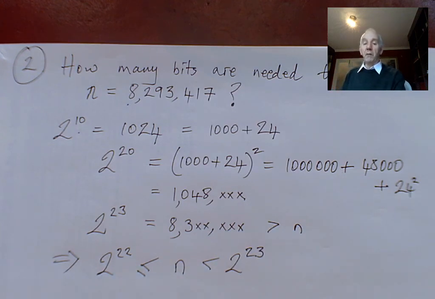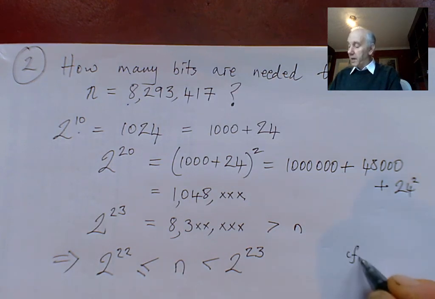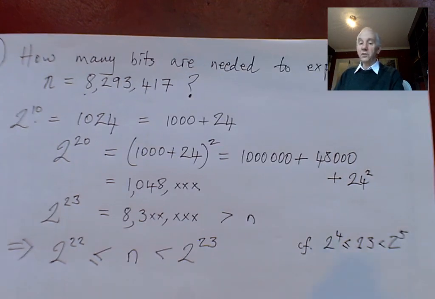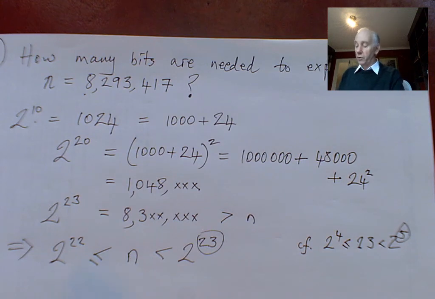So if you remember the way we did this, let's compare this with what we had: 2 to the 4 is less than or equal to 23, which is less than 2 to the 5. And to express 23 in binary, we needed 5 bits. So by analogy, we're going to need 23 bits. So that means that we need 23 bits. That's the answer to the exercise.